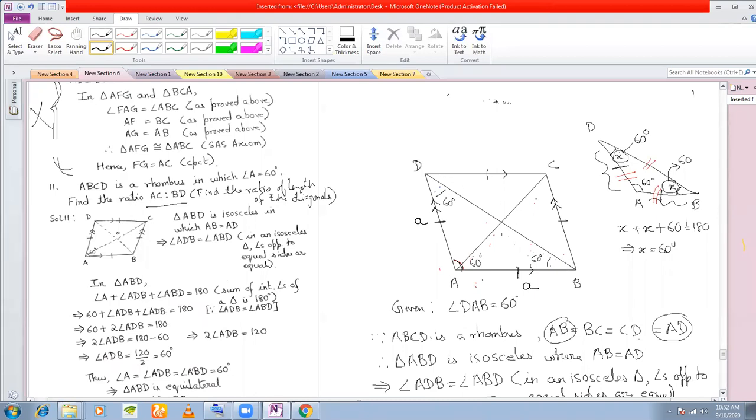Now if BD is A, then we know that the diagonals of a rhombus, they are perpendicular bisectors of each other. If this entire length BD is A, then this must be A by 2 and this must be A by 2, right or wrong? Tell me if you could understand this.